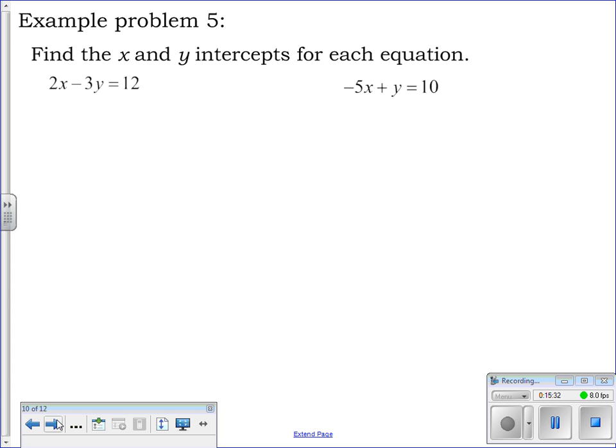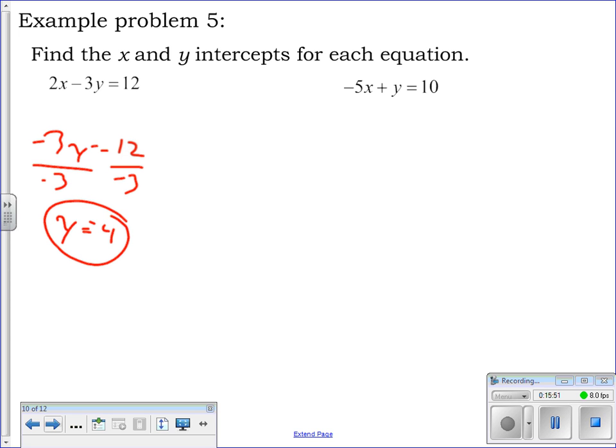It's really easy. To find the y-intercept, let x be 0. In other words, my 2x goes away. And I have negative 3y equals 12. Solve for y. Divide by negative 3, y equals negative 4.